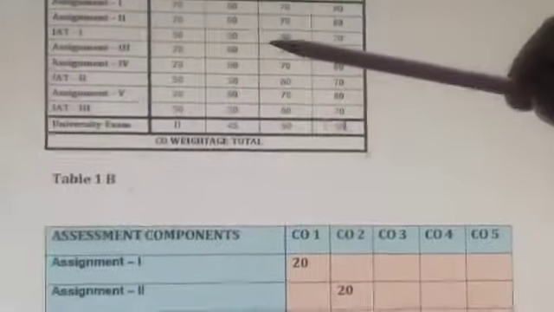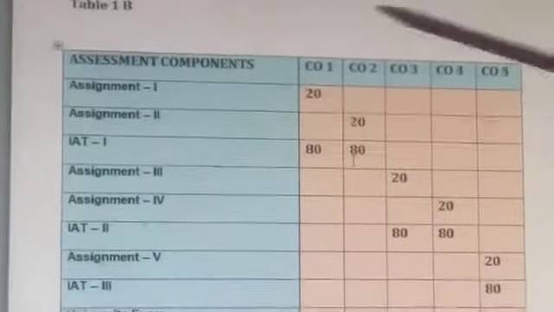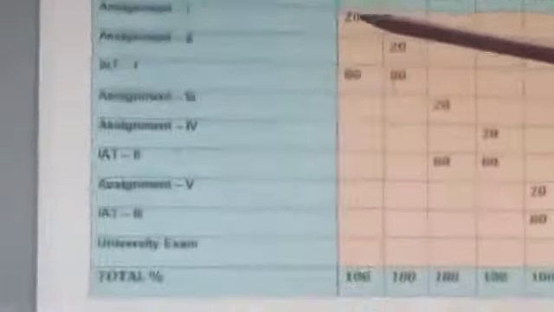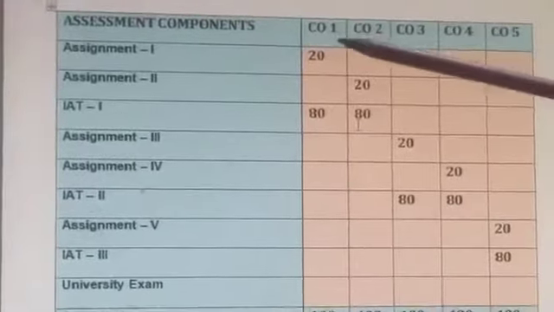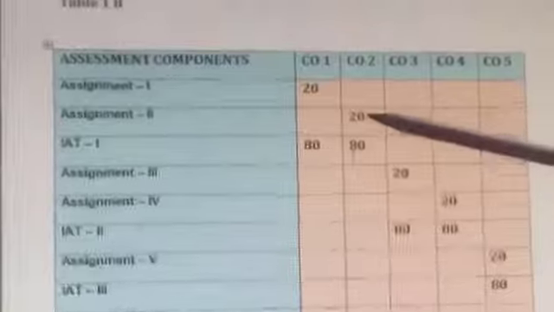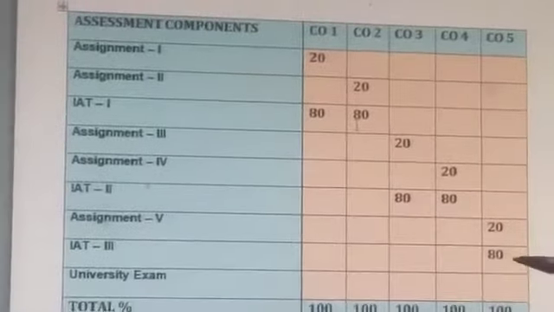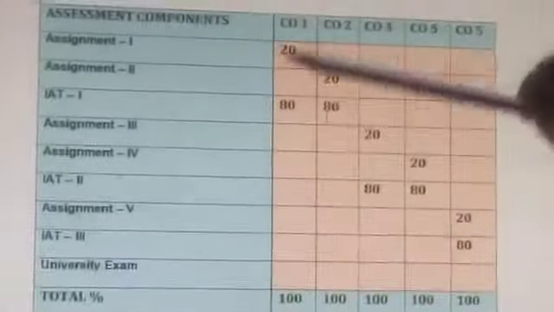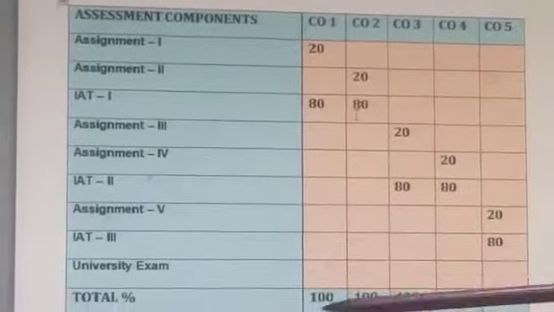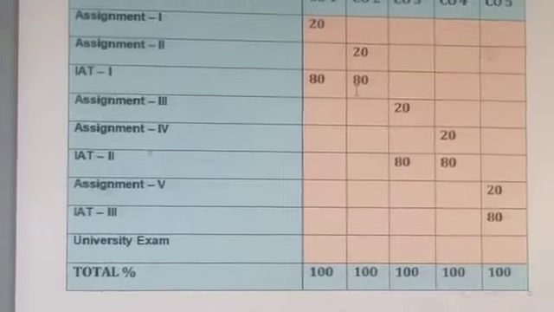Now I have finalized the level, and I finalized the weightage for assessment. My assessment components are assignments and IIT. For CO1, the assessment components are assignment 1 and IIT 1. CO2, assignment 2 and IIT 1. CO3, assignment 3 and IIT 2. CO4, assignment 4 and IIT 2. And CO5, assignment 5 and IIT 3. In each case, total is 20 plus 80, which is 100.